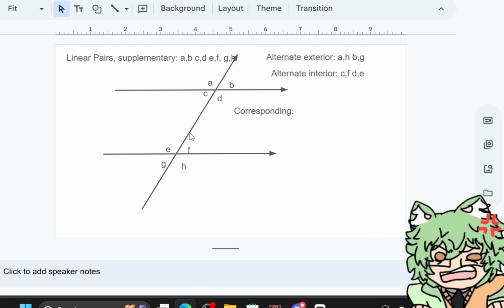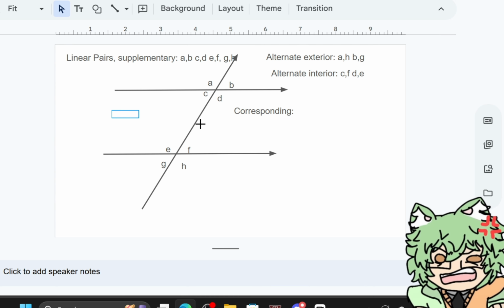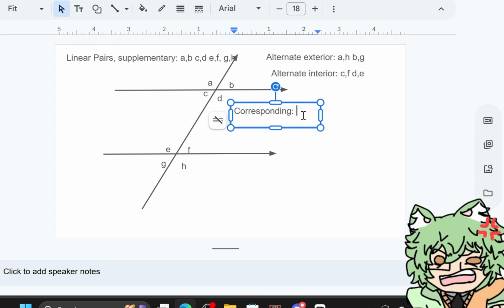So corresponding, so A and E are in the same placement if you were to cut them off like that. A and E are in the same place, B and F are in the same place, G and C are in the same place, and D and H. That is how you find corresponding.